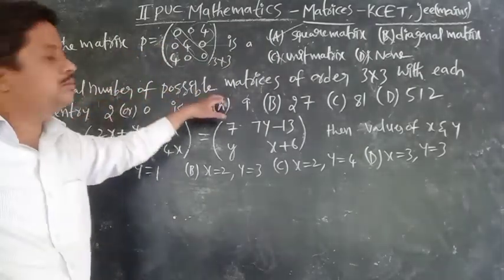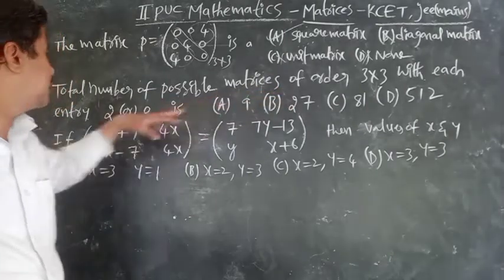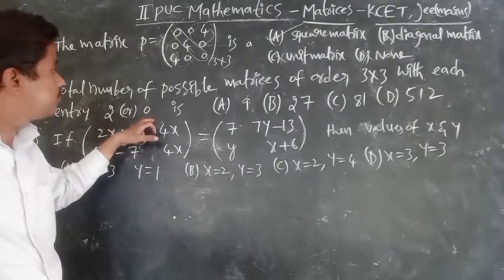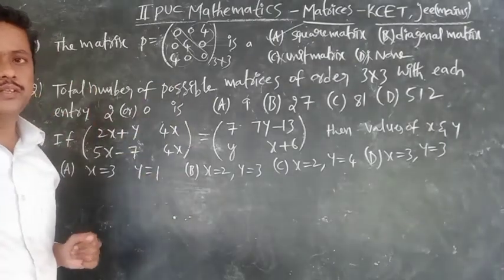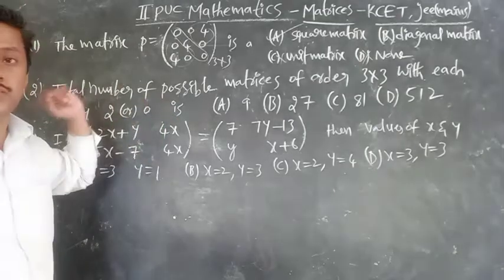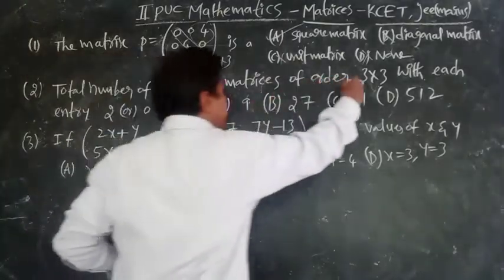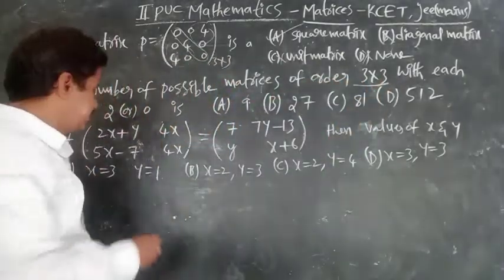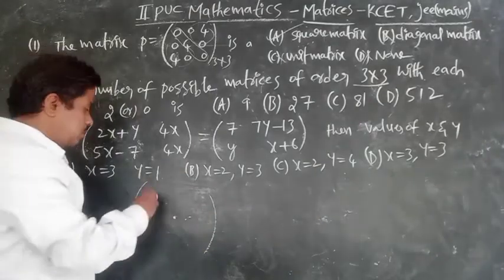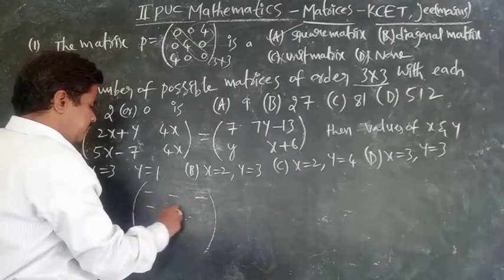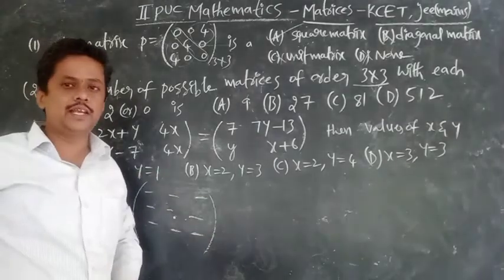Total number of possible matrices of order 3 by 3 with each entry 2 or 0. We have already done this type of problem. It is very important for theory and also for multiple choice questions. Here we have to frame a 3 by 3 matrix. 3 by 3 means 3 rows, 3 columns. So how many elements? 1, 2, 3, 4, 5, 6, 7, 8, 9 elements.